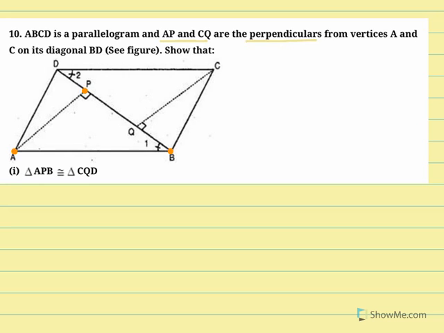Let's mark that triangle, APB. We need to show this triangle is congruent to triangle CQD, that is C, Q and D. So we have C, Q, D.